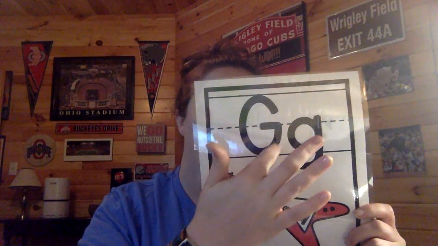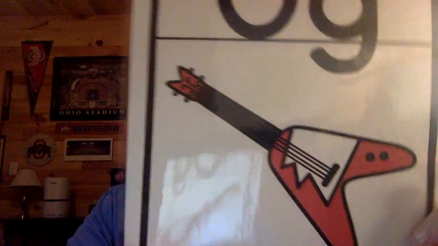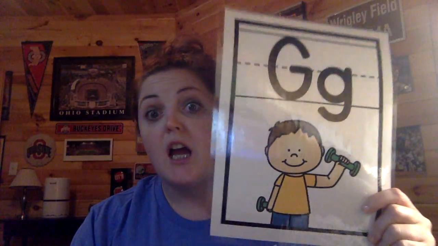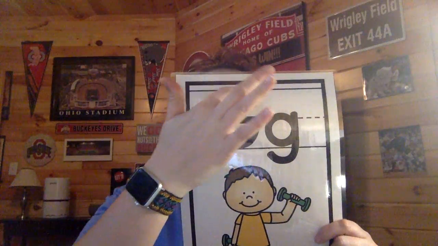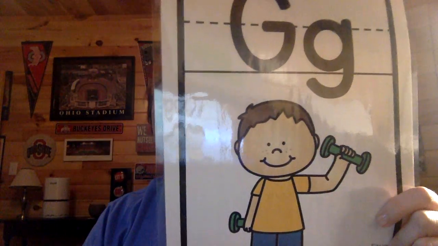All right, here is our lesson for our letter of the week. As you know, our letter of the week is the letter G. So we have our uppercase G and our lowercase g. And then this is a picture of a guitar. Guitar. Guitar starts with G. And then we have our helpful friend for this week. His name is Gus. So again, we have our uppercase G and our lowercase g with our helpful friend, Gus.